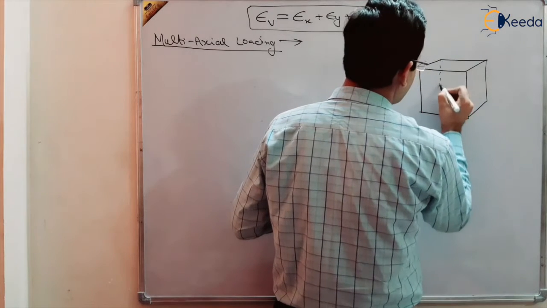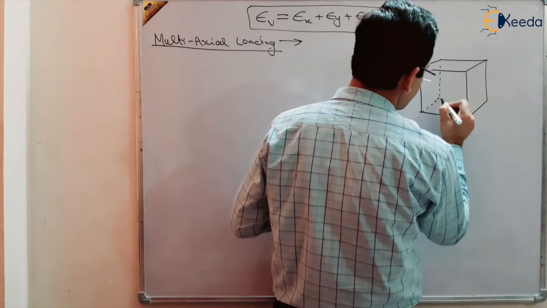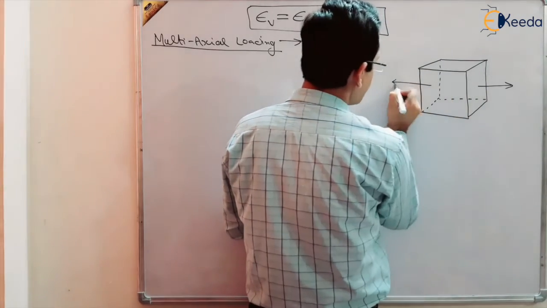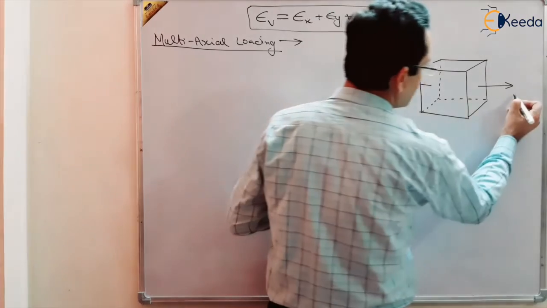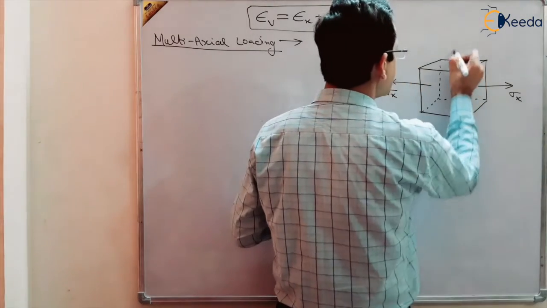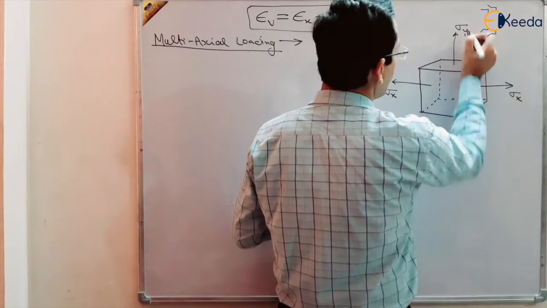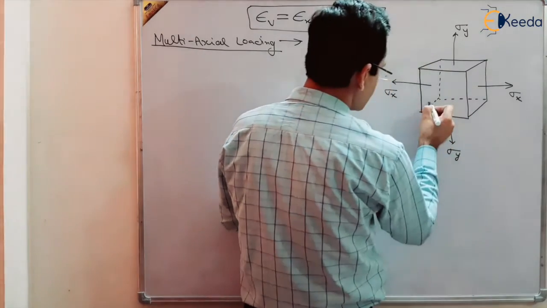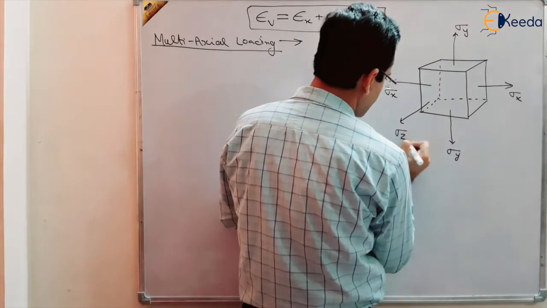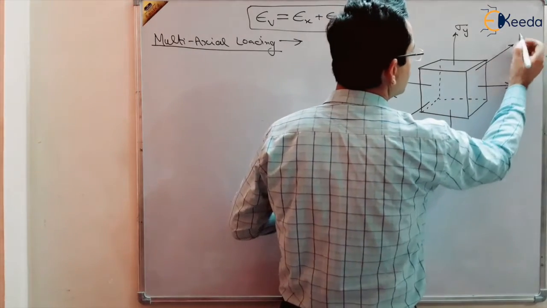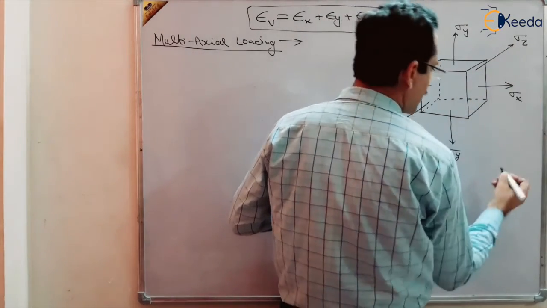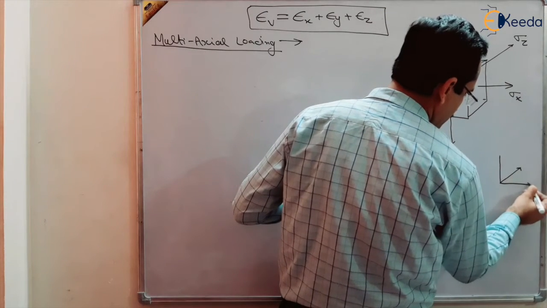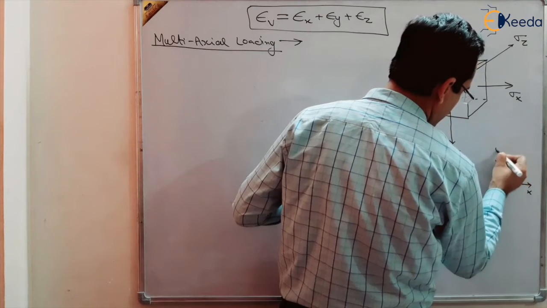The stresses are developed in x direction, y direction and z direction. Suppose the stresses are tensile, and in x direction sigma x stresses are there. In y direction the stresses developed are sigma y, and in z direction suppose the tensile stresses are sigma z, right? So these are our axes x, y and z.